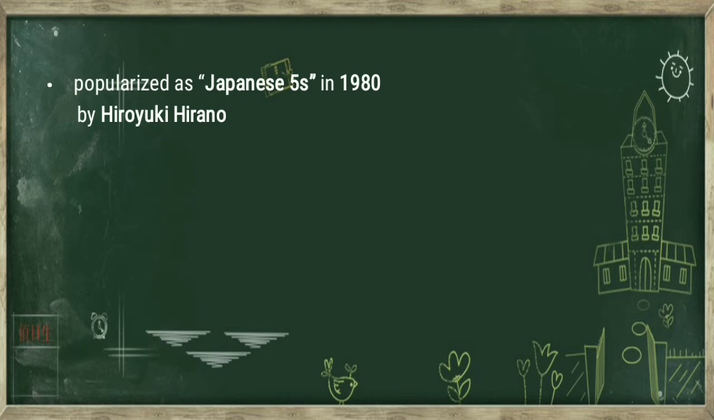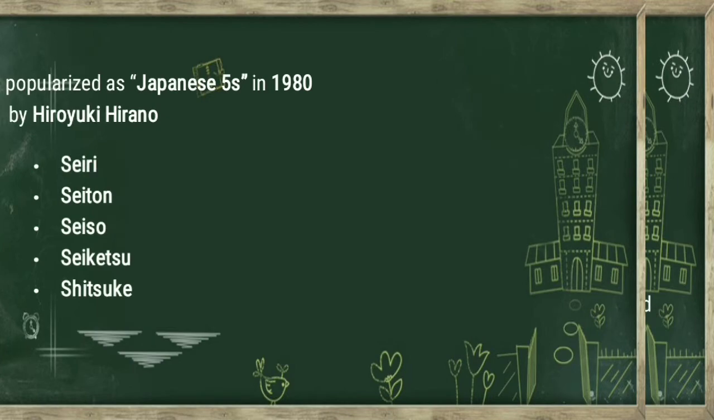5S will be needed if the workplace is messy and unorganized. It will also be needed if employees spend extra time searching for tools, papers, information, and so on. The 5S in Japan stands for Seiri, Seiton, Seiso, Seiketsu, and Shitsuke.